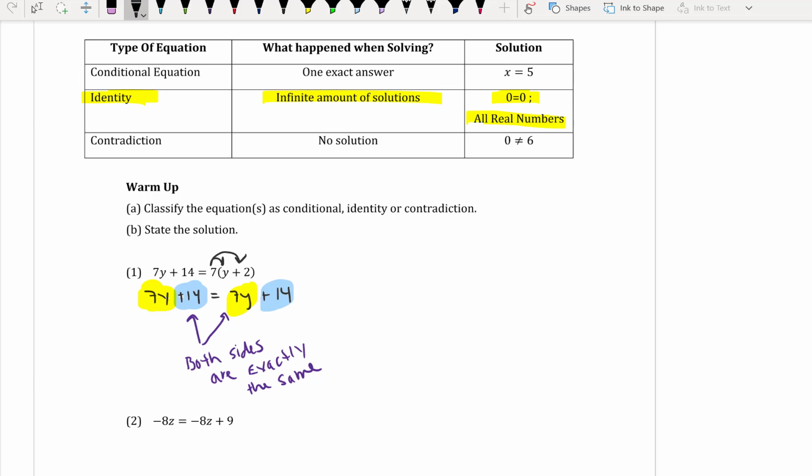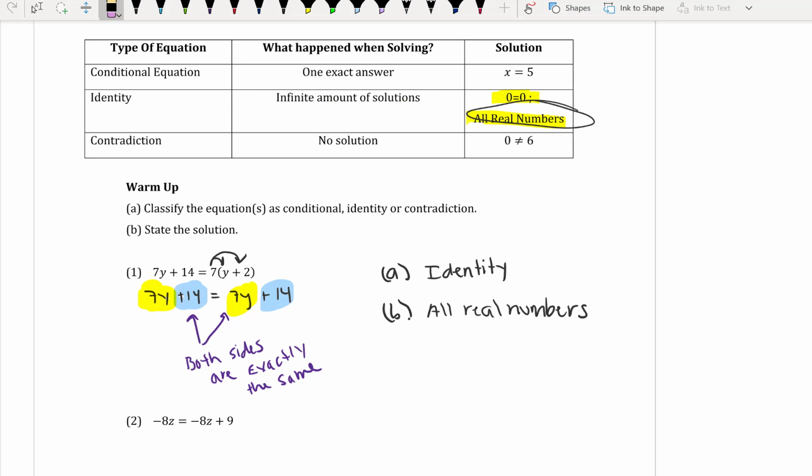So for part A, you're going to say that this is an identity. For part B, since it's an identity, you want to say it's all the real numbers. And so that is going to be my answer for number 1.